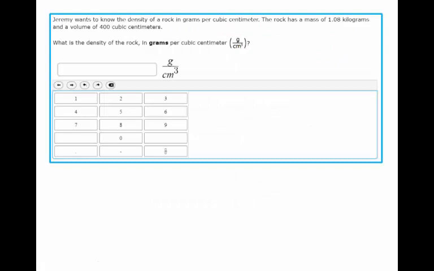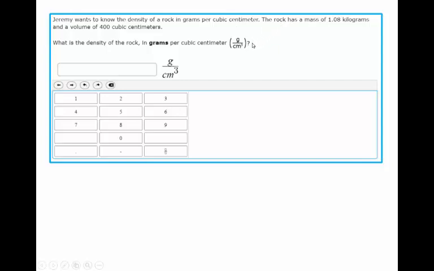Jeremy wants to know the density of a rock in grams per cubic centimeters. The rock has a mass of 1.08 kilograms and a volume of 400 cubic centimeters. What is the density of the rock in grams per cubic centimeters?